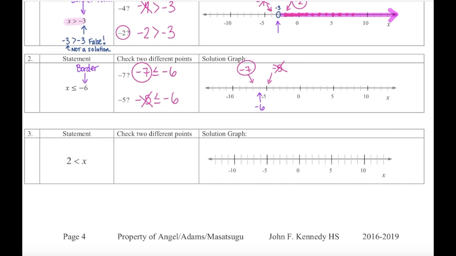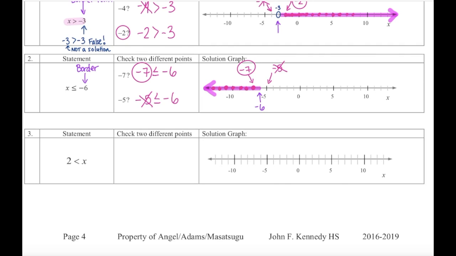So because it's a solution, it gets a point. And that means everything on this side also gets a point. All my solutions here will be to the left of negative 6. So step 3, I'm going to draw in my solution line. And it's going to extend all the way to negative infinity.